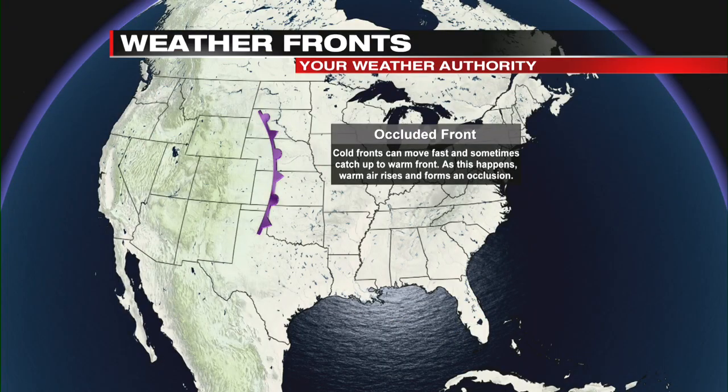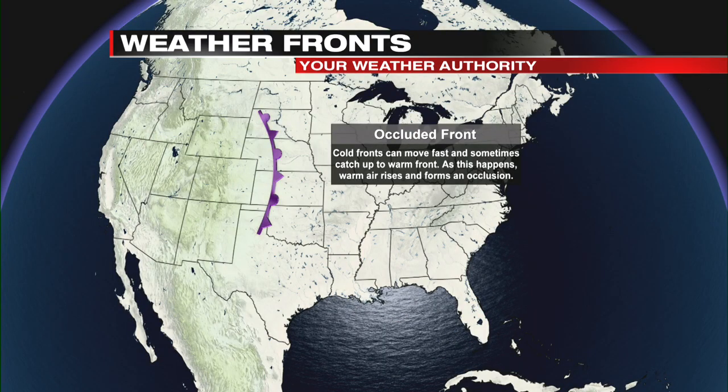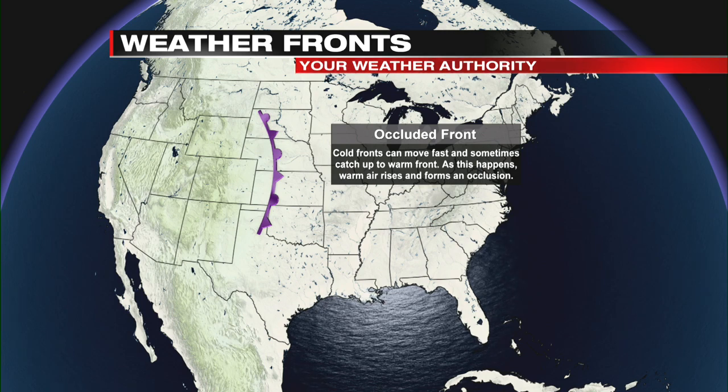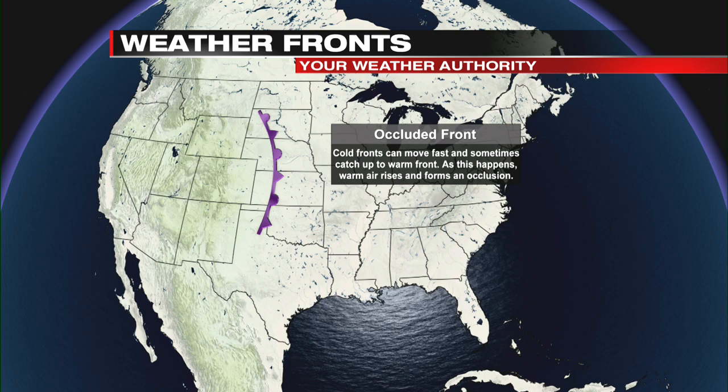All right, let's talk about occluded fronts. Now, this is represented by a pink line on the weather map, or fuchsia, maybe mauve, kind of purplish. It's got semicircles and what are called pips, which are the teeth-looking things on there.